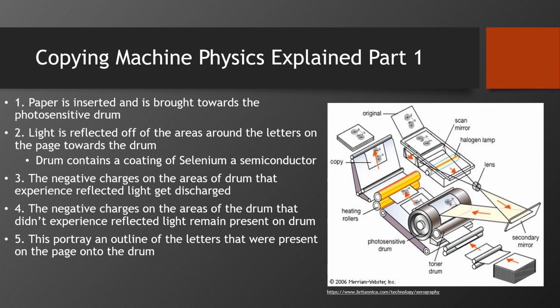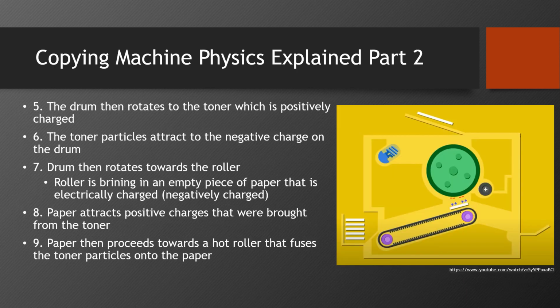The negative charges on the areas of the drum that experience the reflected light from the areas around the letters get discharged. The negative charges on the areas of the drum that didn't experience reflected light remain present on the drum, which then results in an outlining of the letters that were present on the page onto the drum. After the outlining is done, the drum then rotates to the toner, which is positively charged. The toner particles attract to the negative charge on the drum.